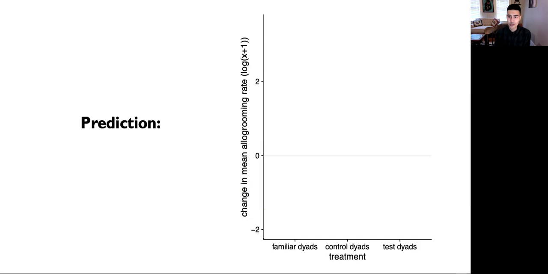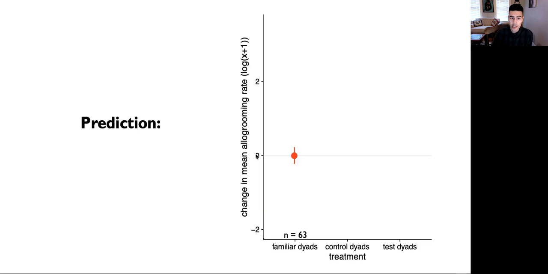Now, what I'd like to do is show you our general or overall prediction for how these different dyads would respond to the treatment phase, and then I'll lead right into the results afterwards. So if you direct your attention to this plot, on the x-axis, we have our different dyad types: familiar, control, and test. On the y-axis, we have the change in mean allogrooming rate from pre-treatment to post-treatment, as I mentioned.